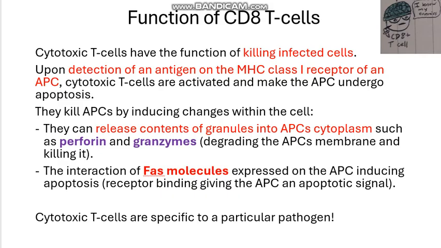The cytotoxic T cells kill antigen presenting cells by inducing changes within the cell. They can do this by releasing the contents of granules into the antigen presenting cell cytoplasm, for example perforin or granzymes, which degrade the antigen presenting cell's membrane, and this ends up with the cell dying. Or through the interaction of Fas molecules expressed on the antigen presenting cell's membrane. It's basically just receptor binding, giving the antigen presenting cell an apoptotic signal to kill itself.